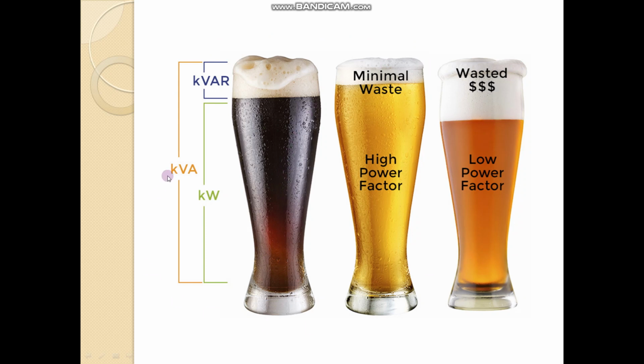See, this is the best example to find how much is the power factor. This is also the example of power, and for power factor, if the foam is less on the top of the glass, then this is the example for high power factor. And if there is a maximum foam, then the liquid contains minimum, and it is the example for low power factor.